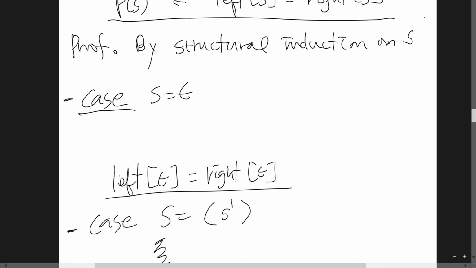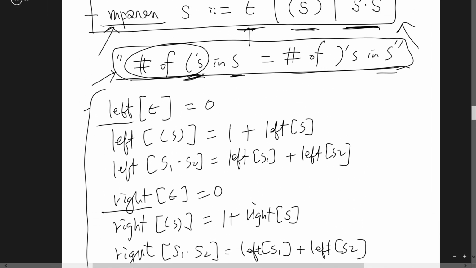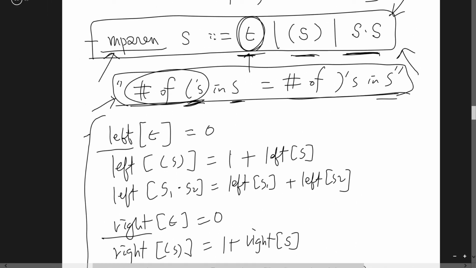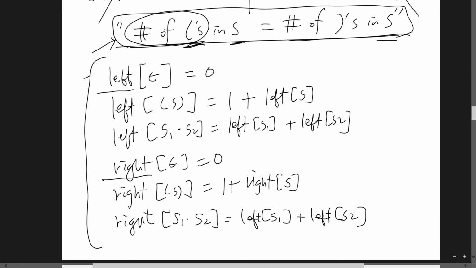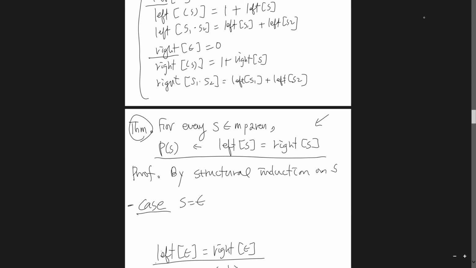This is the base case, so there is no induction hypothesis. We have to show that left epsilon is equal to right epsilon. But this is almost trivial because left epsilon, according to this definition, is 0. And according to this part of the definition, right epsilon is 0. So by transitivity, we have this equality. So the first case is done.